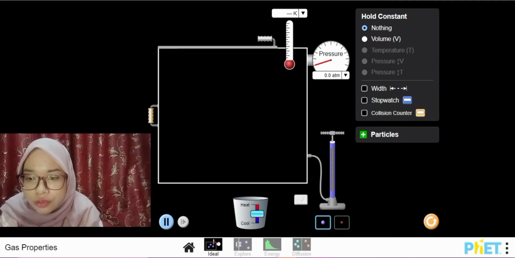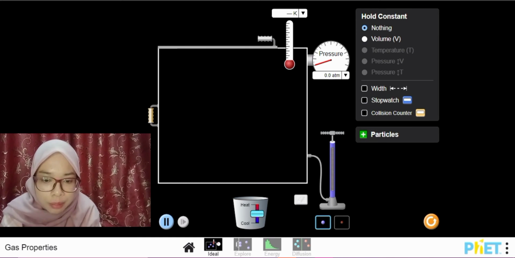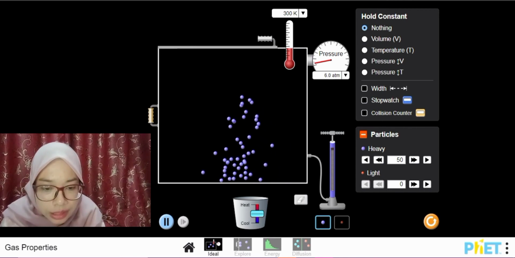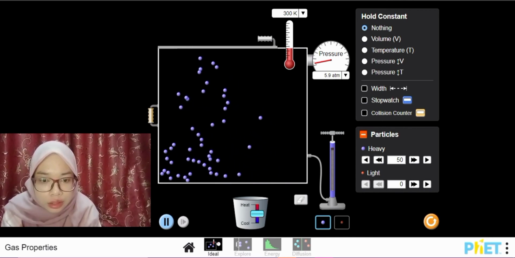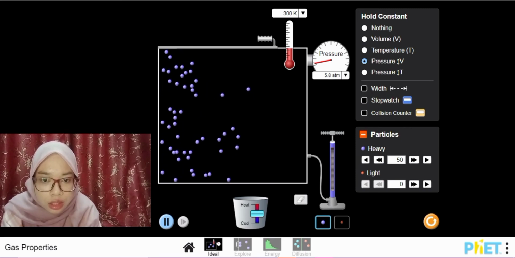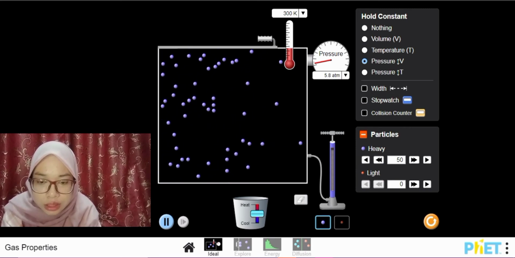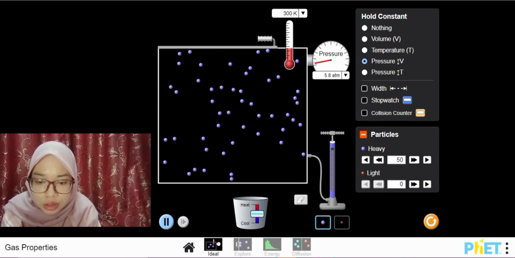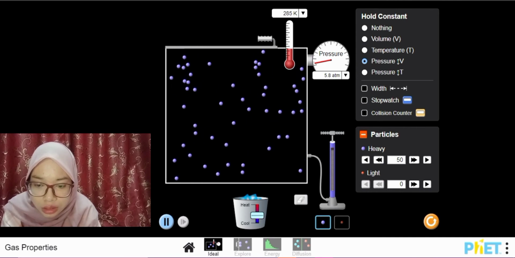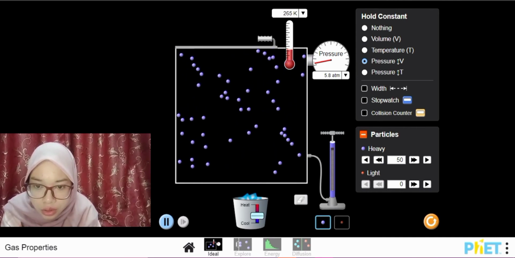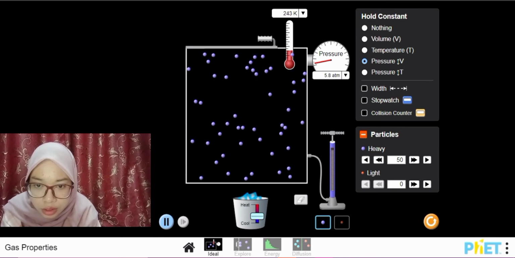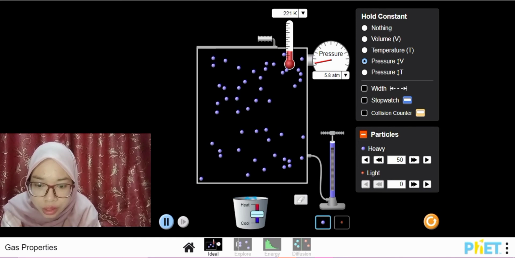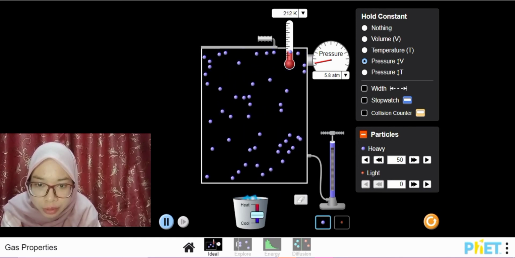Next, the methodology of this experiment is first to pump in 50 large particles into the container by pressing the button like this. Then, set the pressure as the constant of this experiment. After that, set the temperature at 200 Kelvin by cooling the container slowly until it reaches 200 Kelvin. Do it slowly because it is quite hard to get the actual number of the temperature.